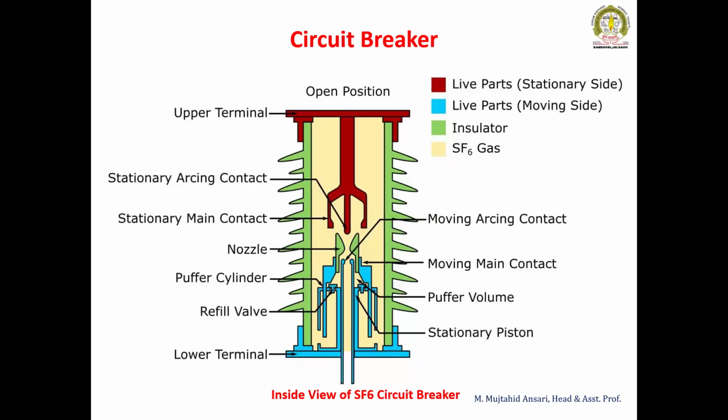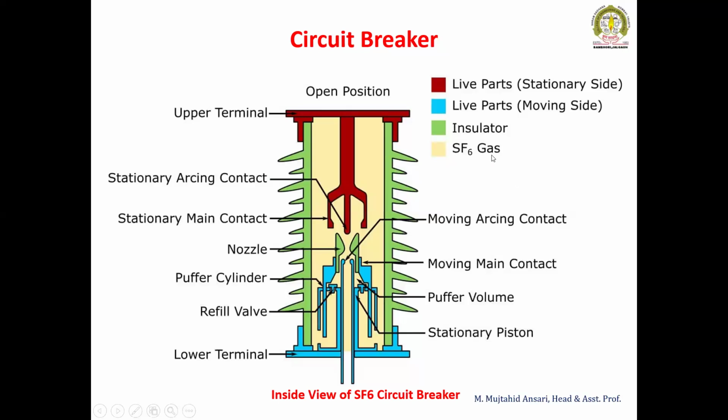Second is that isolator is an air circuit breaker where the quenching media is not there. Whereas for the circuit breaker, different insulating materials or quenching media are used. It may be vacuum, it may be oil, it may be SF6, it may be say compressed air, and then it is called an air blast circuit breaker. The name of the circuit breaker is based on the medium used to quench the arc.